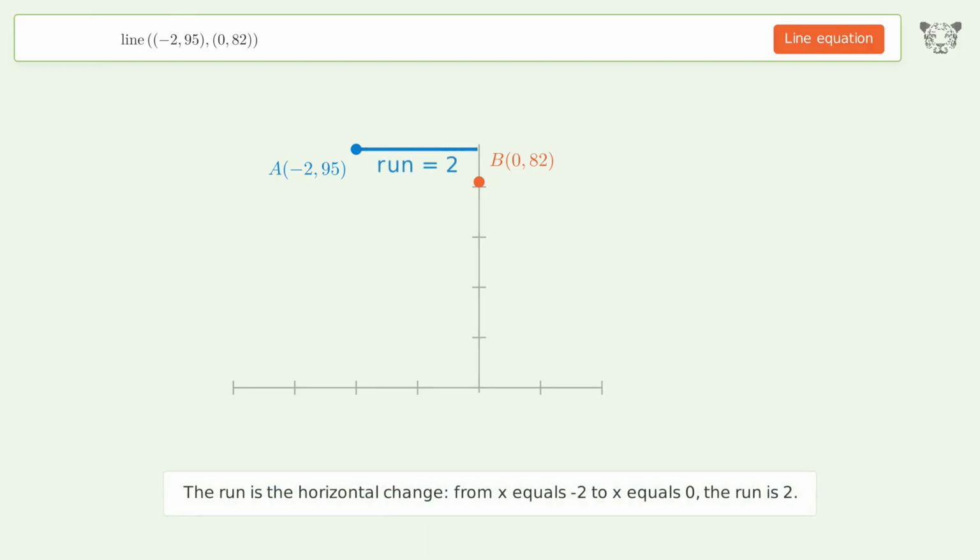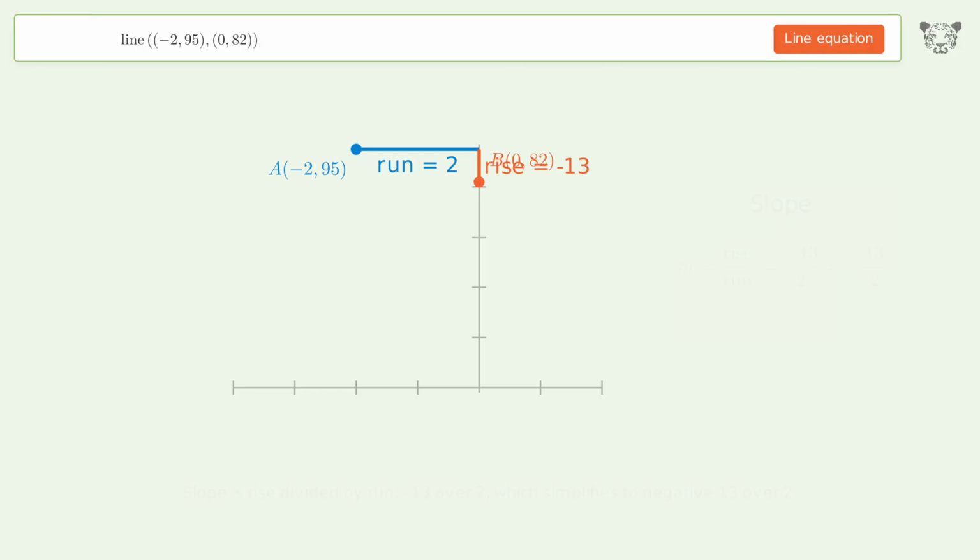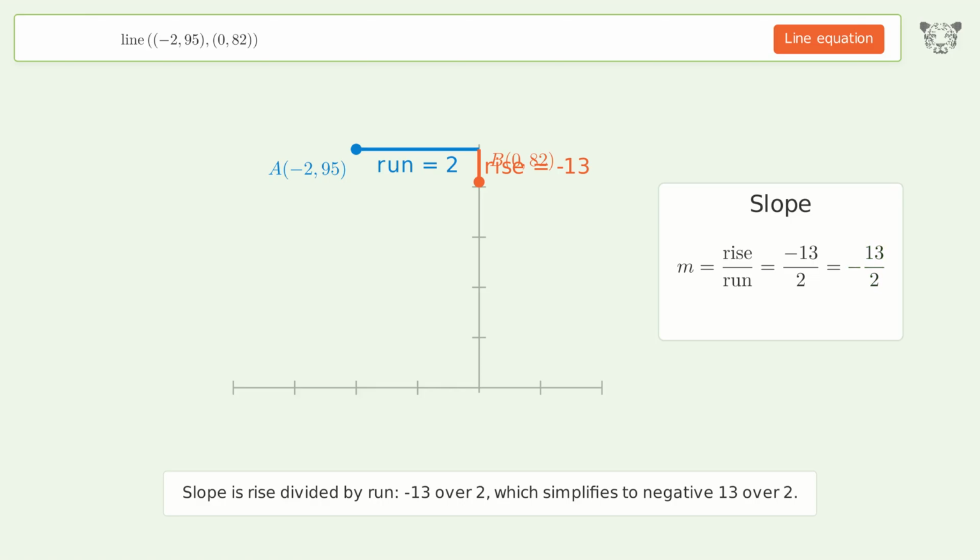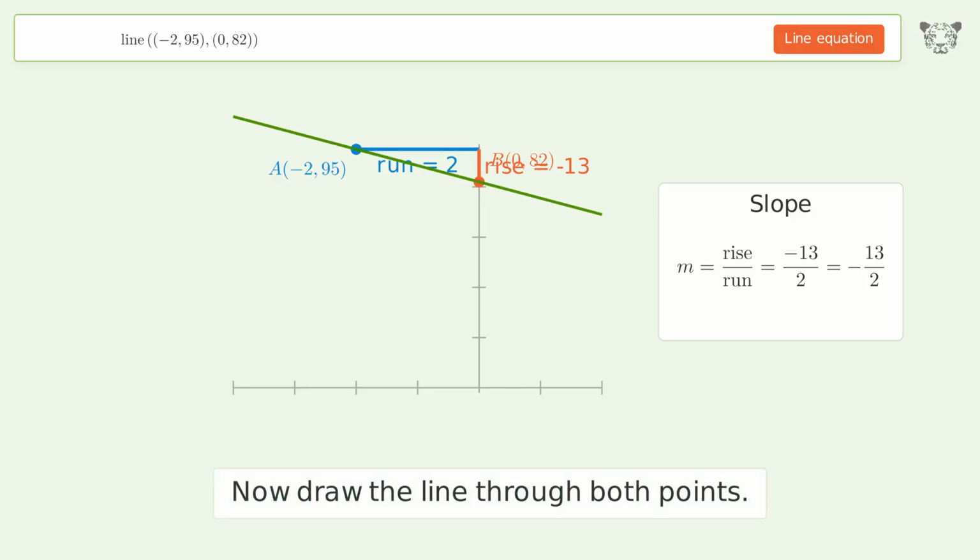The run is the horizontal change, from x equals -2 to x equals 0, the run is 2. The rise is the vertical change, from y equals 95 to y equals 82, the rise is -13. Slope is rise divided by run, -13/2, which simplifies to -13/2. Now draw the line through both points.